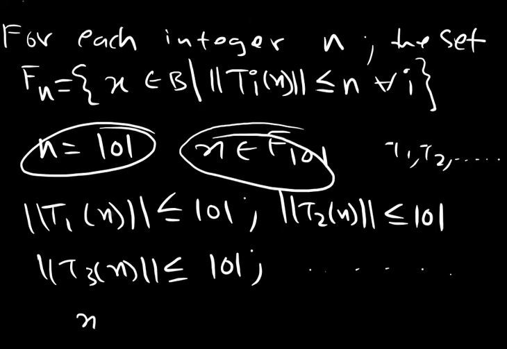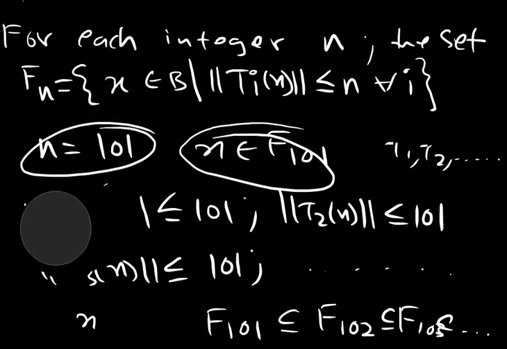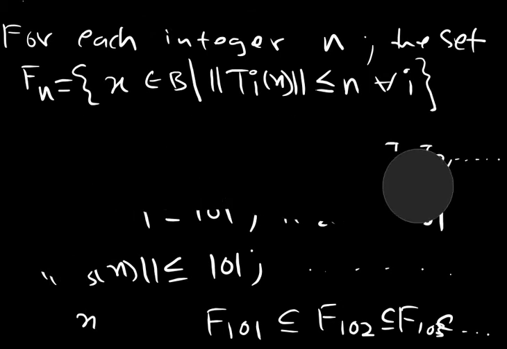What we could say is that if x is in F101, then it is certainly contained in F102 and F103 and so on. So this is the definition of Fn.